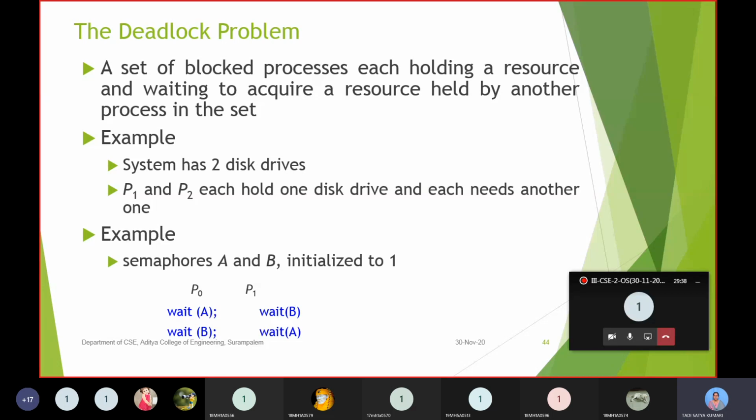Here the process P0 is executing the wait operation on semaphore A, and at the same time the process P1 is executing the wait operation on semaphore B. After executing the wait operation, can anyone tell me what is wait and what is signal? Do you remember? Anyone? What is wait operation and what is signal operation?